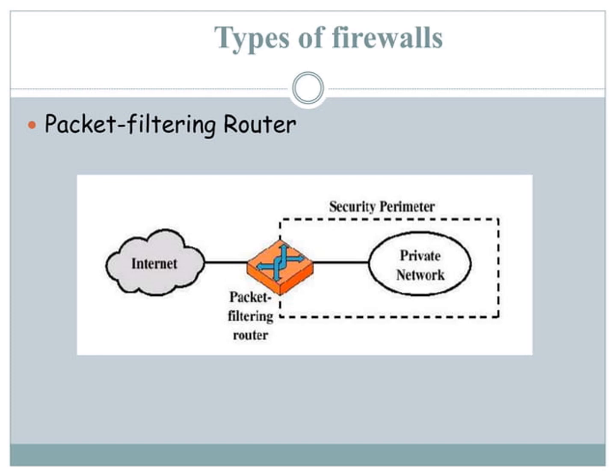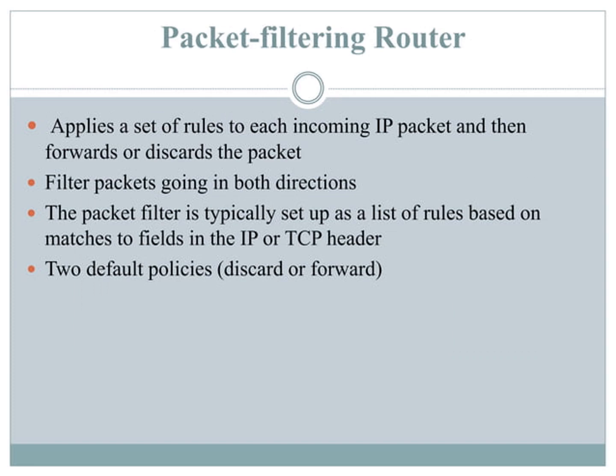Packet filtering applies a set of rules to each incoming IP packet and then forwards or discards the packet. It filters packets going in both directions. The packet filter is typically set up as a list of rules based on matches to fields in the IP or TCP header. There are two default policies: discard or forward.